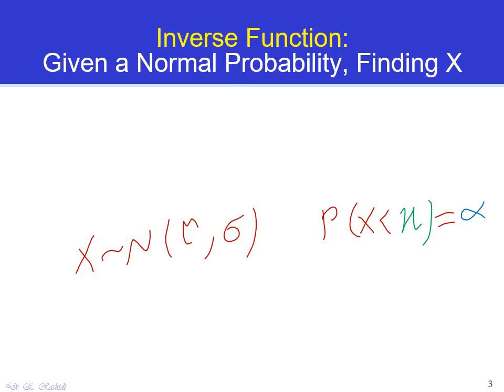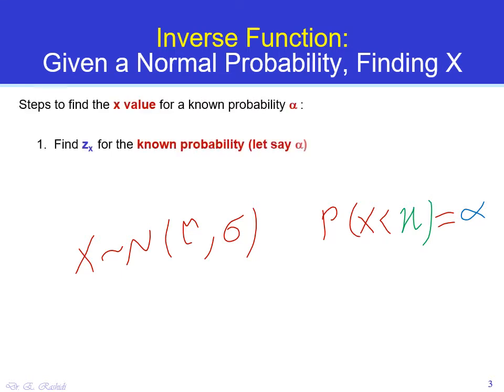What are the steps to do that? Okay, the first step: we need to find z of x for the known probability of alpha. So we convert this to the z distribution. We'll be looking for z of x such that its probability is alpha. So we look for z of x in the z distribution as we did for the previous problem. After finding z of x, we can follow the next step.